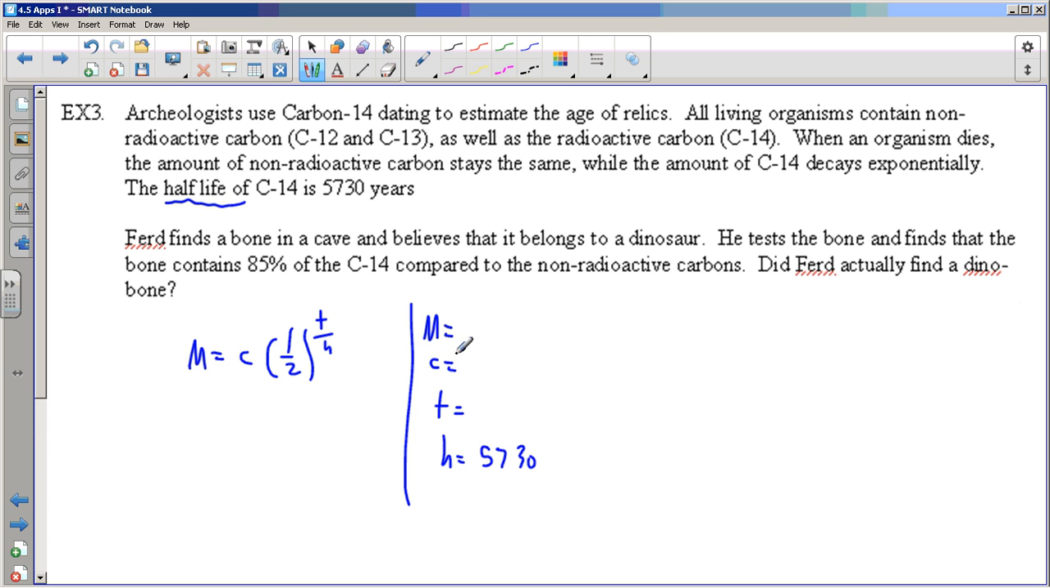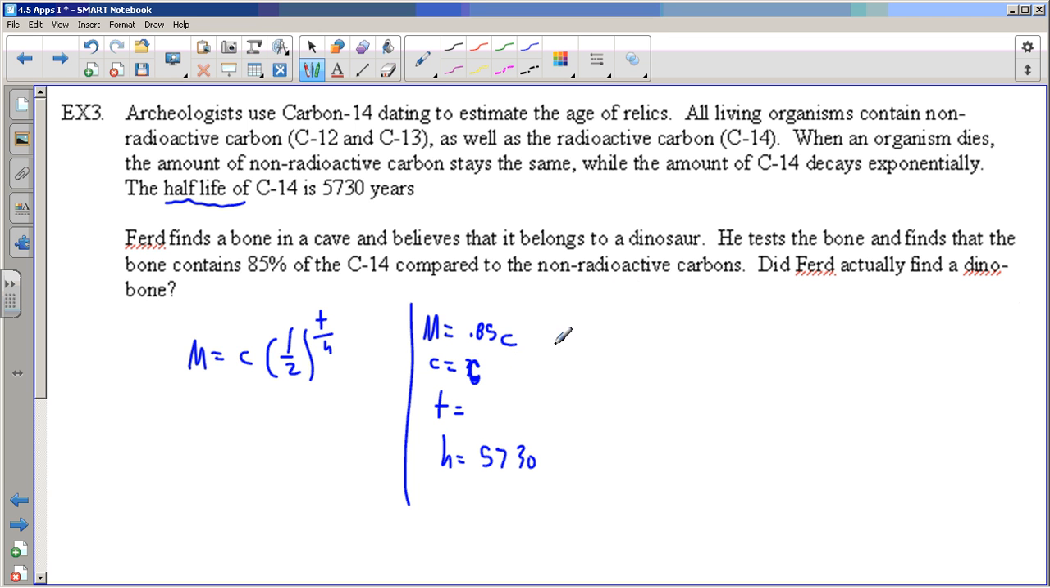We don't know how much there was to begin with, right? In fact, I could call this 1 gram or 1 kilogram, I don't know, but I know whatever it is, it's going to decay to 85% of that, right? 85% of whatever it started, where actually it doesn't matter what it started at because I'm going to be able to cancel it on both sides, and you watch how that happens.